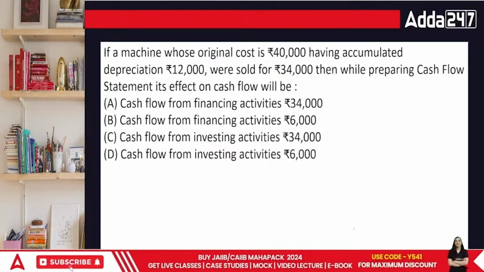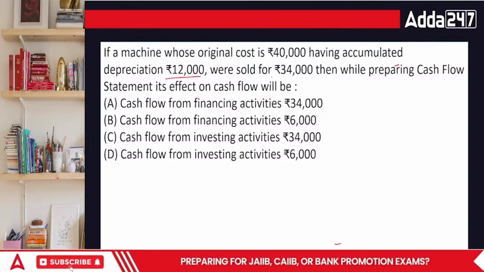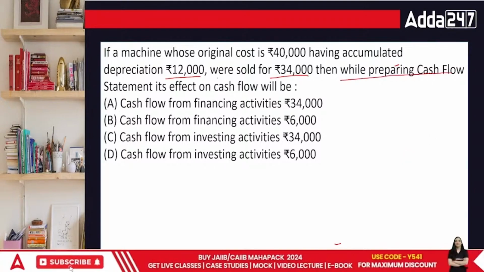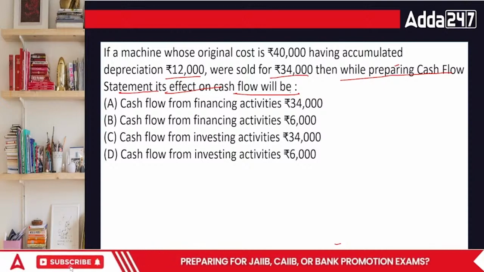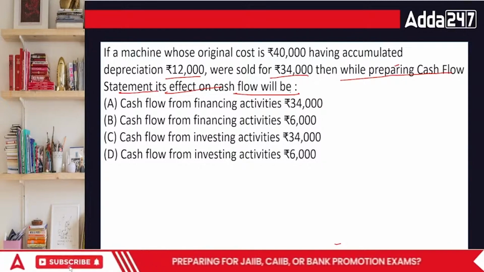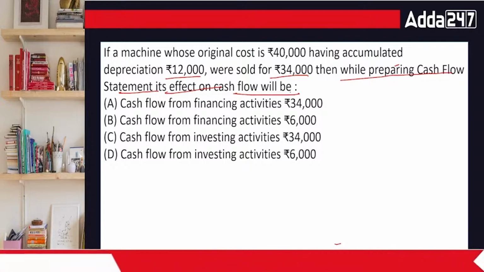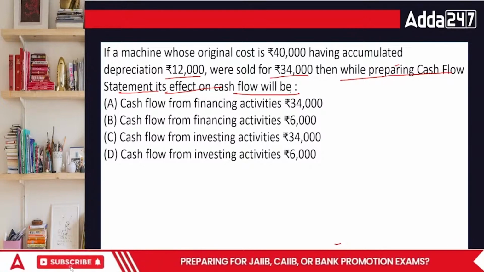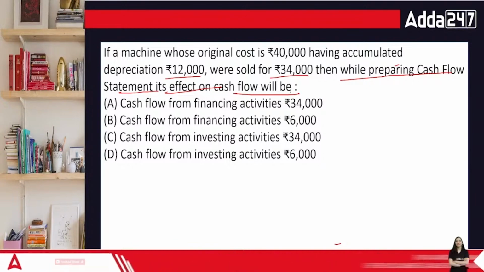Next question. If a machine whose original cost is 40,000 having accumulated depreciation of 12,000 was sold for 34,000, while preparing the cash flow statement, its effect on the cash flows will be. What would be the effect, everyone? An interesting question for sure. Done, everyone? Now think about the answer. What should be the answer according to you?